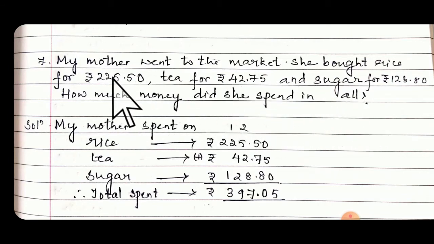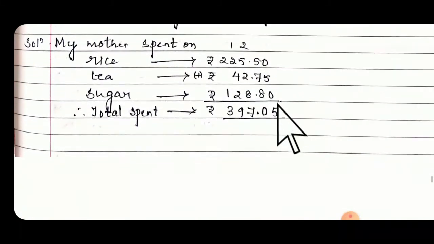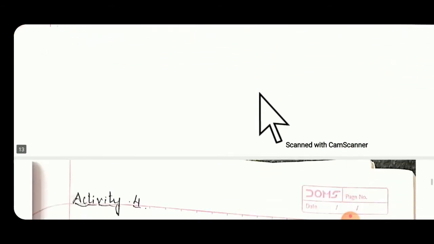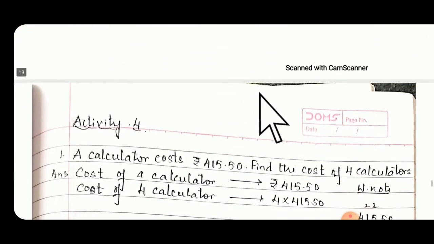See, three things she has purchased: rice, tea, sugar. तीन चीज़ों को खरीदा है और उसने कितना spend किया? That means add it up. Altogether the answer is 397. That is rupees 397 and 5 paise.